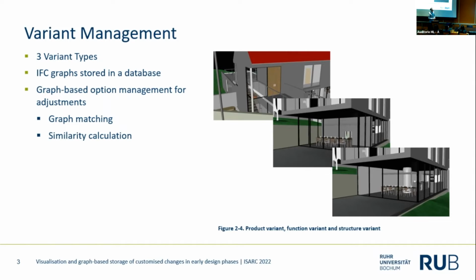These elements can be assigned to the components in the BIM model, and afterwards they can be exported as a graph. And then we go through a graph pattern matching so that we can search other buildings in a graph database for similar buildings by graph matching and similarity calculation.